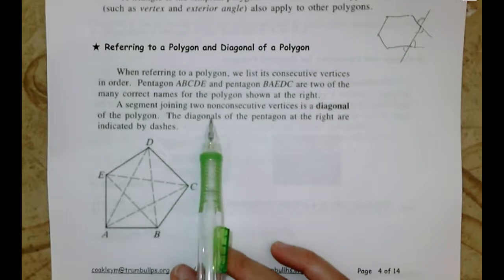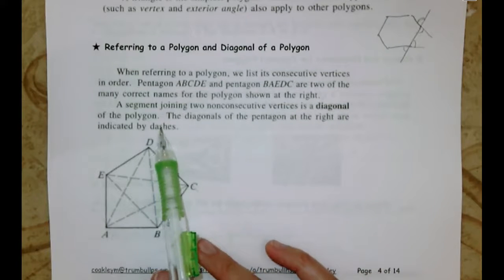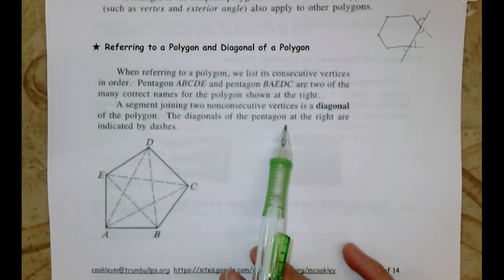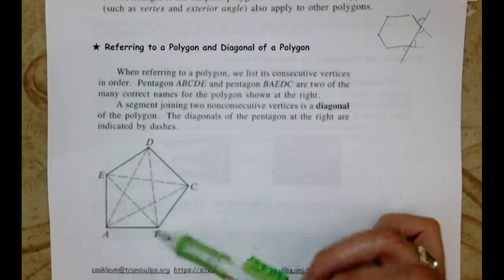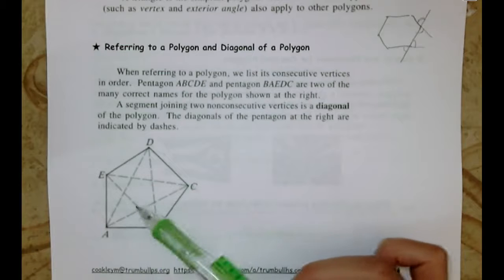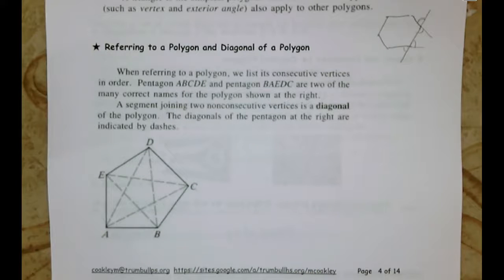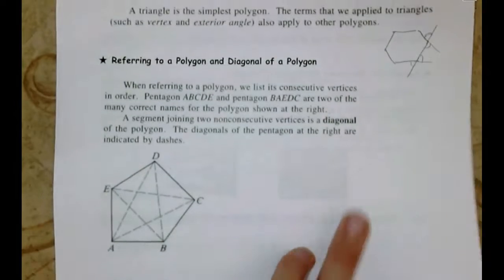A segment joining two non-consecutive vertices is called a diagonal of the polygon. The diagonals of the pentagon at the right are indicated by dashes. So these are diagonals. How many does it have? 1, 2, 3, 4, 5, 6. Six diagonals. Pentagon, 5 sides, there are 6 diagonals.